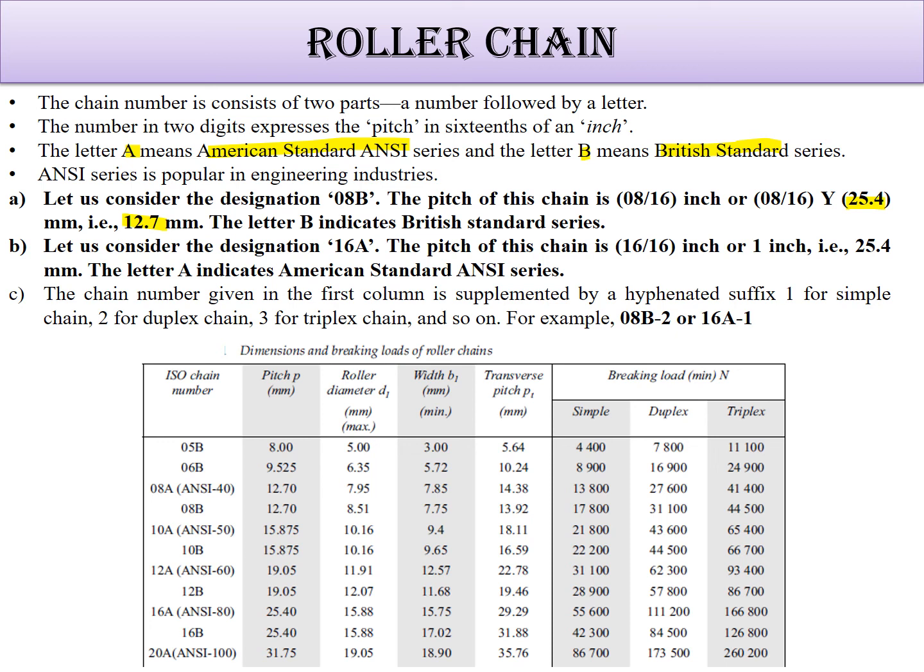Roller diameter will be this. Width will be this. Transverse pitch will be this. If it is simple, that is a single strand, it will be like this. Double strand will take this much load. Triple will take this much load. This is how it is designated.